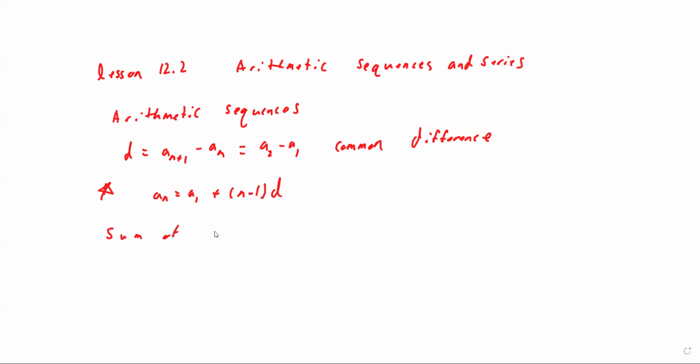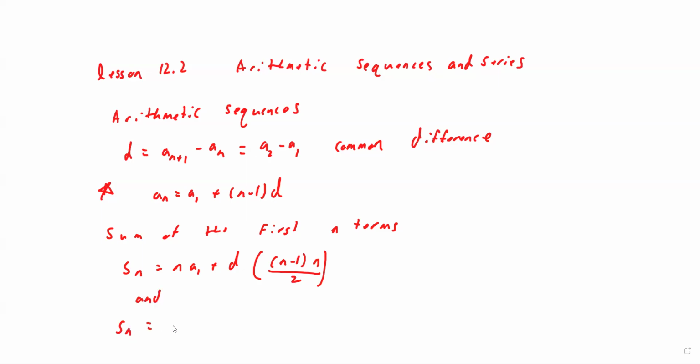The sum of the first n terms, whatever that number of terms is, can be written out as such. S of n equals n times a sub 1 plus d times n minus 1 times n divided by 2. And you can also use n divided by 2 times a sub 1 plus a sub n. So basically, if you know what a sub n is and you know what a sub 1 is, then you can just plug it in and move on.